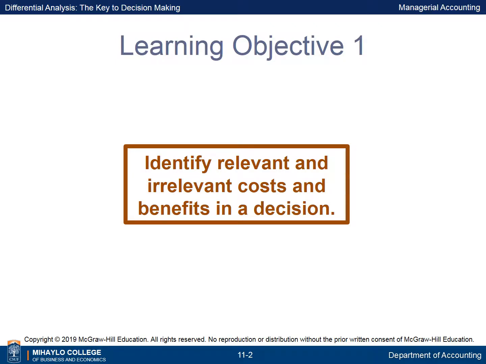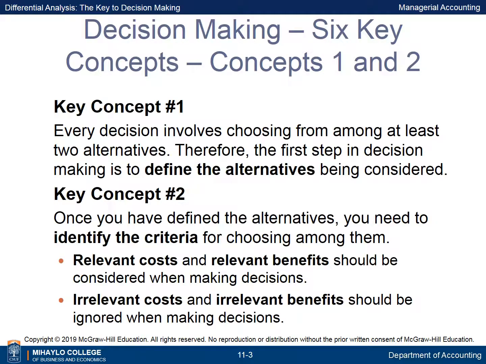Learning Objective 1 is to identify relevant and irrelevant costs and benefits in a decision. Key Concept Number 1. Every decision involves choosing from among at least two alternatives. Therefore, the first step in decision-making is to define the alternatives being considered. Key Concept Number 2. Once you have defined the alternatives, you need to identify the criteria for choosing among them.